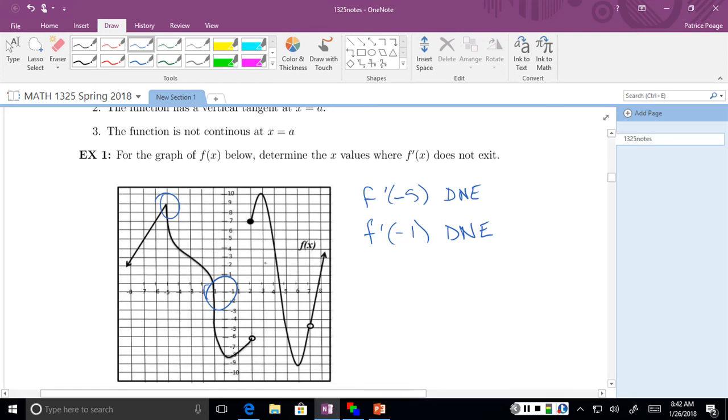Where's the next place our derivative doesn't exist? 2. So that means f prime of 2 does not exist, and that's because it's not continuous there. So there's no slope if it doesn't continue. And where else would it not have a derivative? At 7. There's a hole in the graph at 7. So if there's a hole, there's not a point to have a slope at. So the derivative does not exist at 7. F prime means derivative. So we're saying the derivative does not exist at these places.